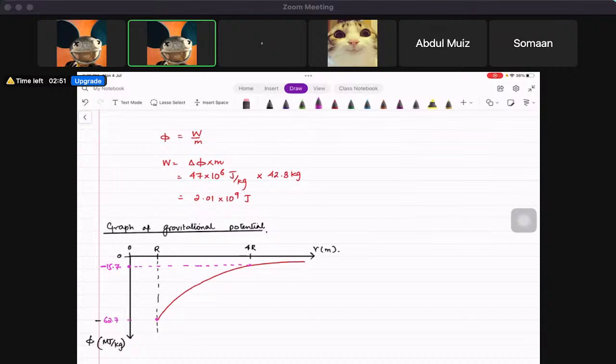Also, if you ever forget the graph and don't remember what exactly it was, you should always remember that the potential is given by minus GM upon r. G and M are constants, so the potential graph is proportional to 1 upon r with a minus sign. 1 upon r is always a downward curve, and the negative just flips it. So it's basically like this in the negative quadrant. Is it clear?